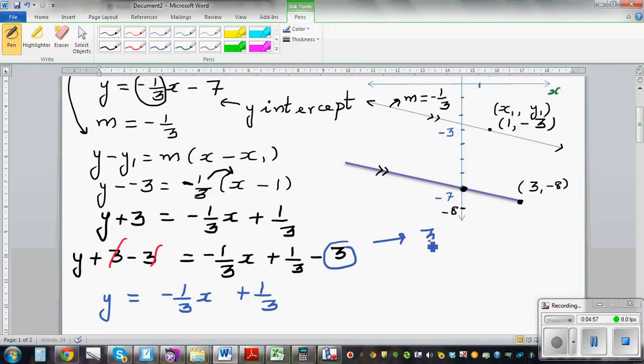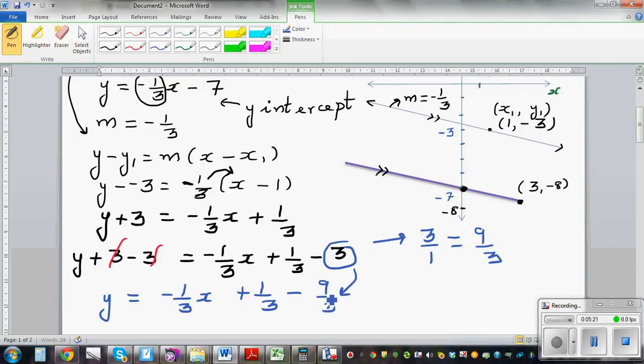Now this 3 can be written as 3 over 1, and 3 over 1 is the same as writing 9 over 3, because when you have a fraction and a whole number, to add them, I'm going to write this as minus 9 over 3.